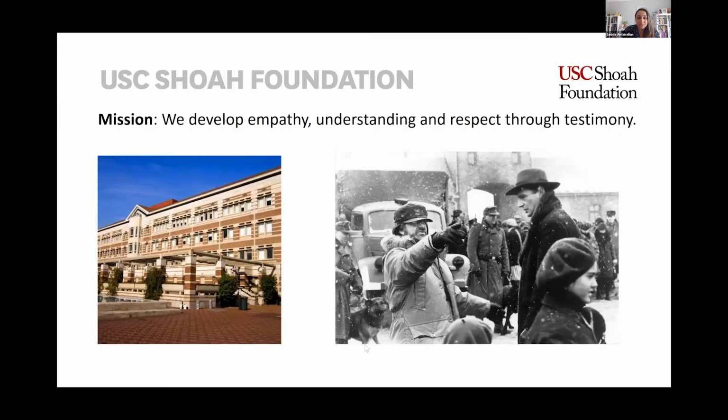So just to give you some background on my work at USC Shoah Foundation, first, if you haven't heard of us, we are an institute located on the USC campus. Our mission is to develop empathy, understanding, and respect through testimony, and specifically testimony of genocide survivors. The picture on the right-hand side is that of Steven Spielberg. Steven Spielberg, filmmaker, what does he have to do with genocide?